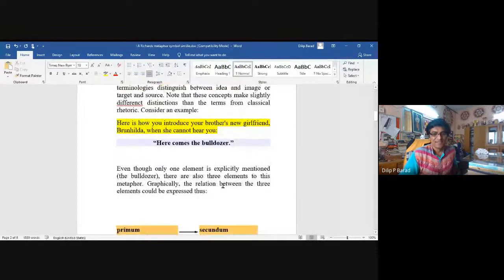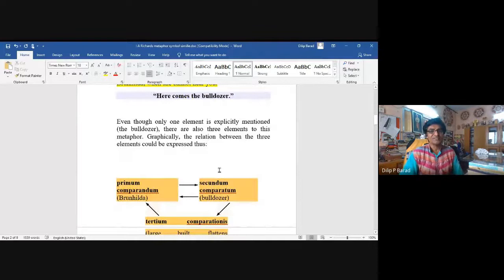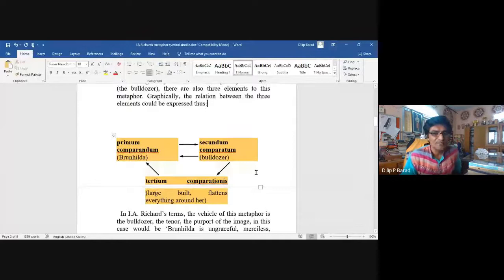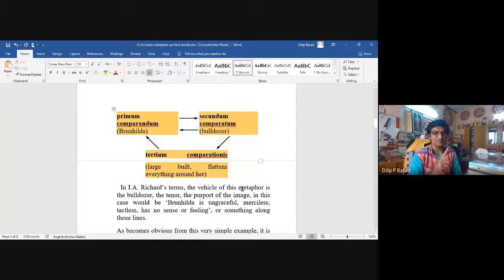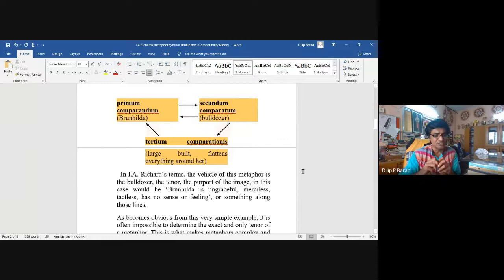Even though only one element is explicitly mentioned, the bulldozer, there are also three elements to this metaphor. Graphically, the relation between the three elements could be expressed thus: primum, secondum, and tertium. Primary, first; secondary, second; and tertium, that is third, comparendum. So one, the primary, is Brunhilda, second is the bulldozer, they are compared, and then the third one, we try to say that it means she is large built, huge in size, or flattens everything around her.